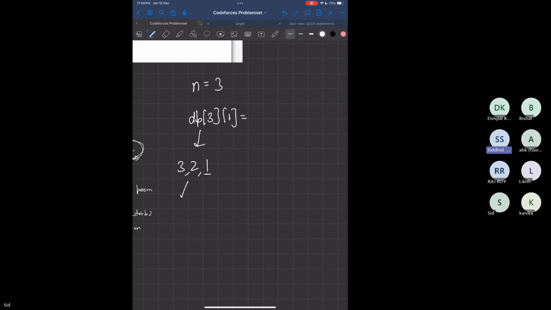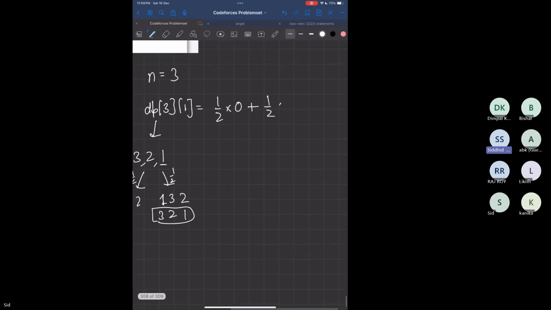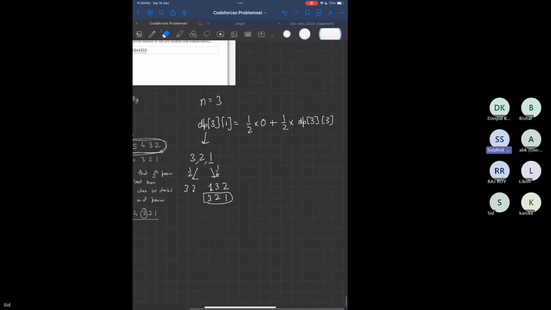What can one do? Either 3 can be removed, or it can be moved to the back. If we remove it, there is a 0 probability chance, so half into 0 probability, plus we move it back, and here 1 is the position of 3, right? 3 to 1 in our initial config, that is the position of 3. So the probability of 3 staying at the last will be the probability of 1 staying at the last in this configuration after half probability. So half into dp 3, 3. Okay, this is understood.